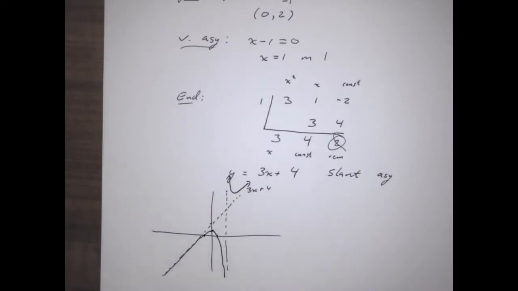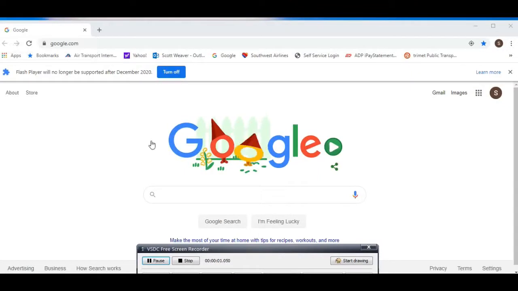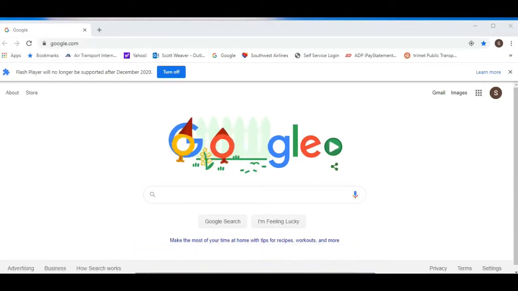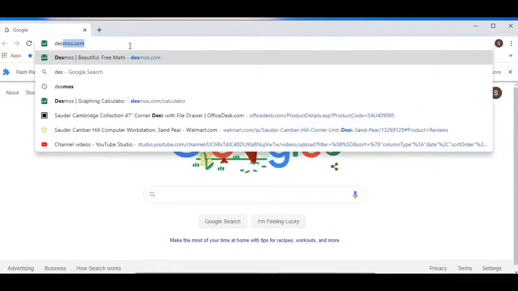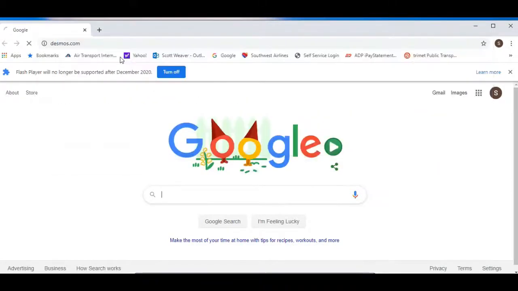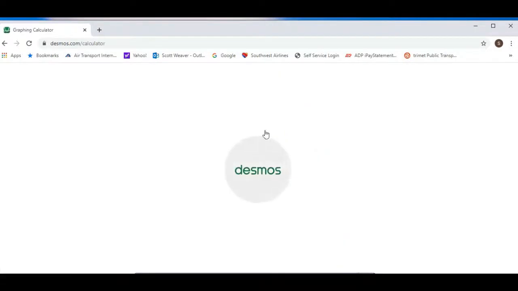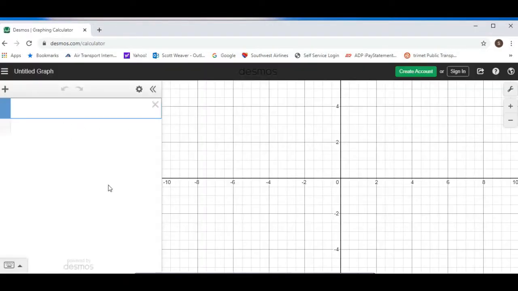Okay, now let's see how we did by checking all of these graphs with Desmos. So on Desmos, we will graph these same rational functions and see how we performed. Okay, now let's have a look on Desmos at the graphs of the functions that we just drew and see how we did. So you just go to Desmos and you start graphing.